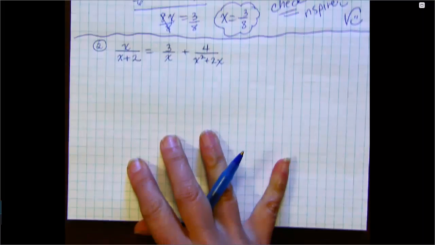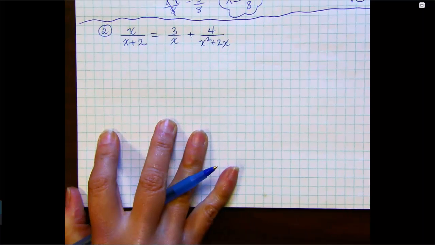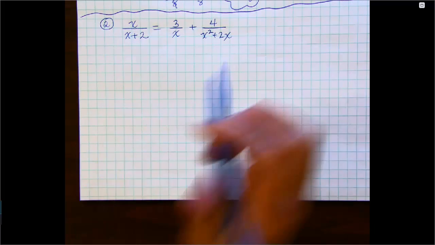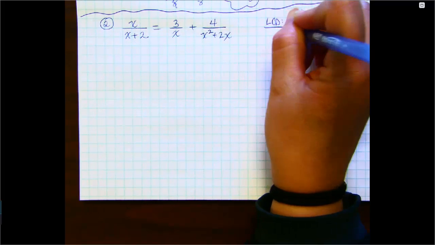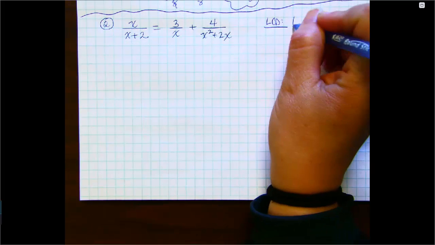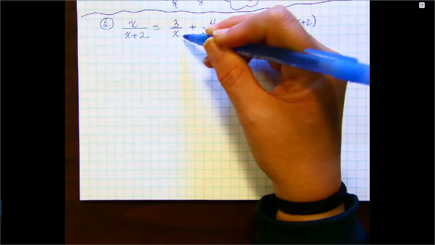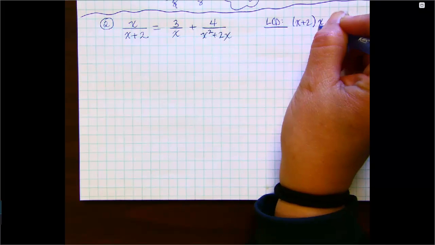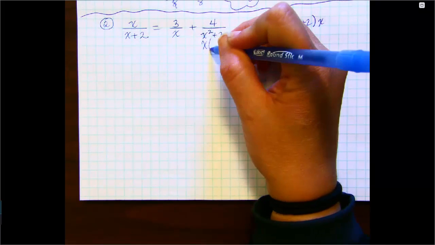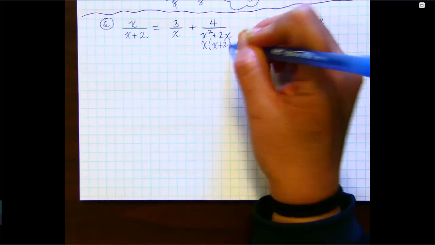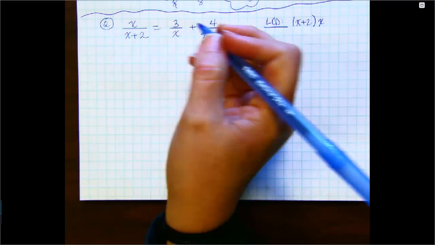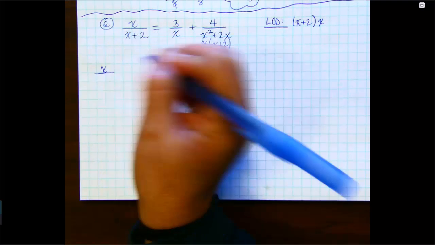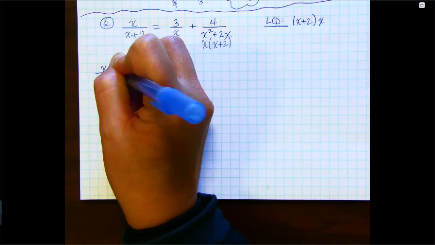Alright, next problem. Again, we need to find the common denominator so we can multiply all parts by it. So I scan my denominators and I see I need to include x plus 2. I need to include x, and I need to factor x squared plus 2x to see what its factors are. And they're x and x plus 2. I've already included each of those in my common denominator, so I don't need to include them a second time. No one's feelings have been hurt.